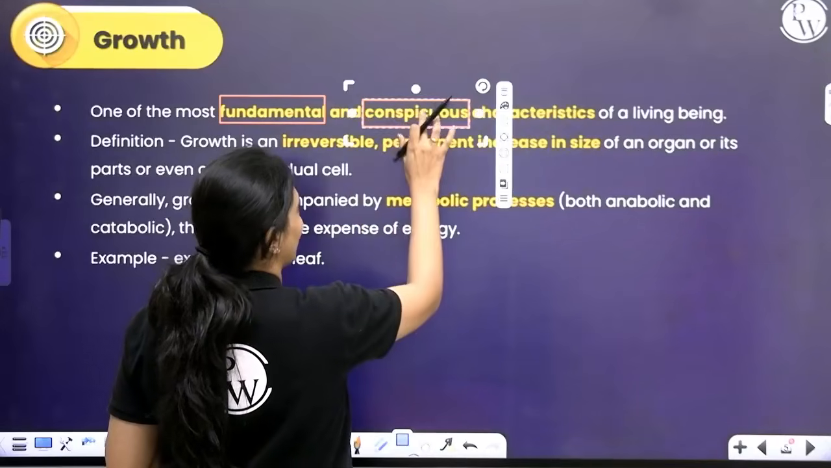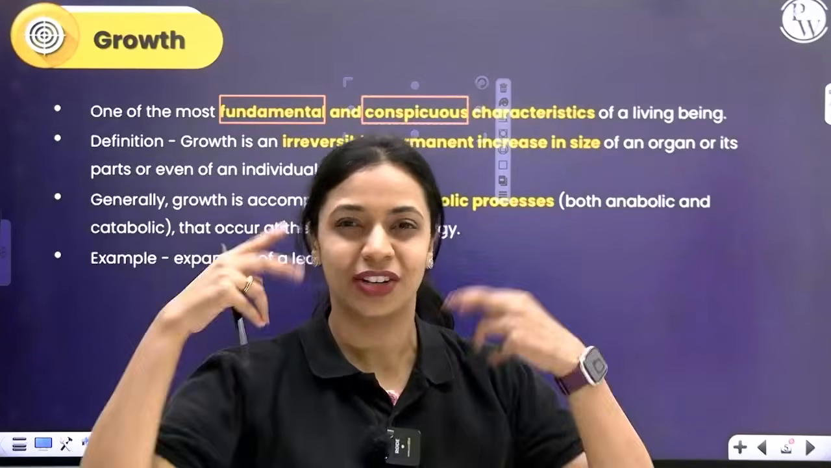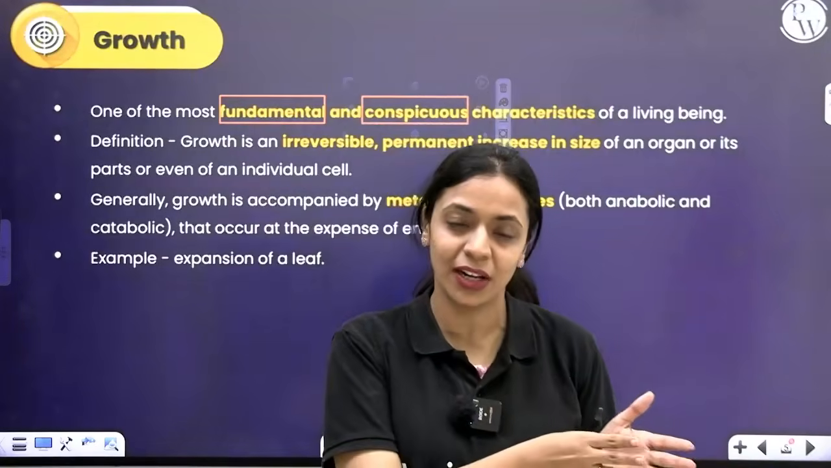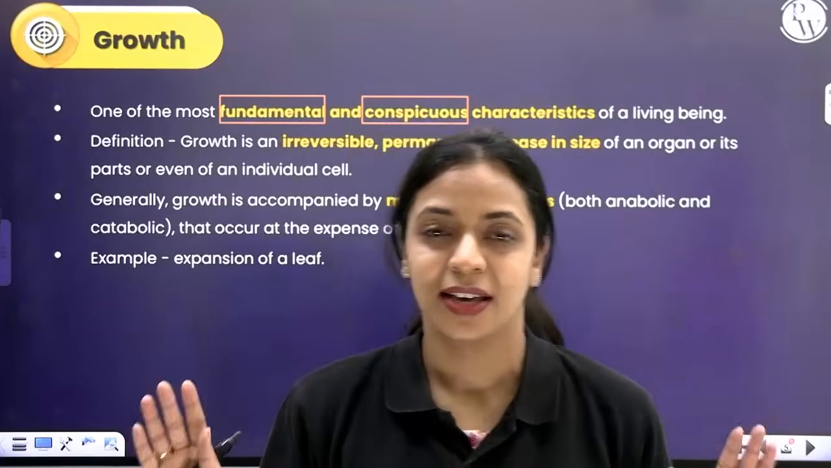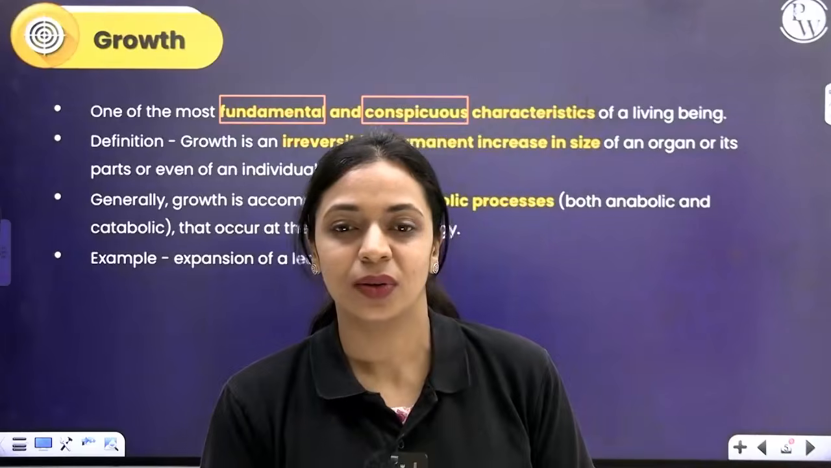Like if we talk about metabolism, that is a characteristic of life. You can't really see it. It's not very conspicuous. It's something that's happening inside our cells at the cellular level. But growth is something that everybody can easily see with our naked eye, right? So that is what the word conspicuous means. It's very evident. Okay, so that is growth.